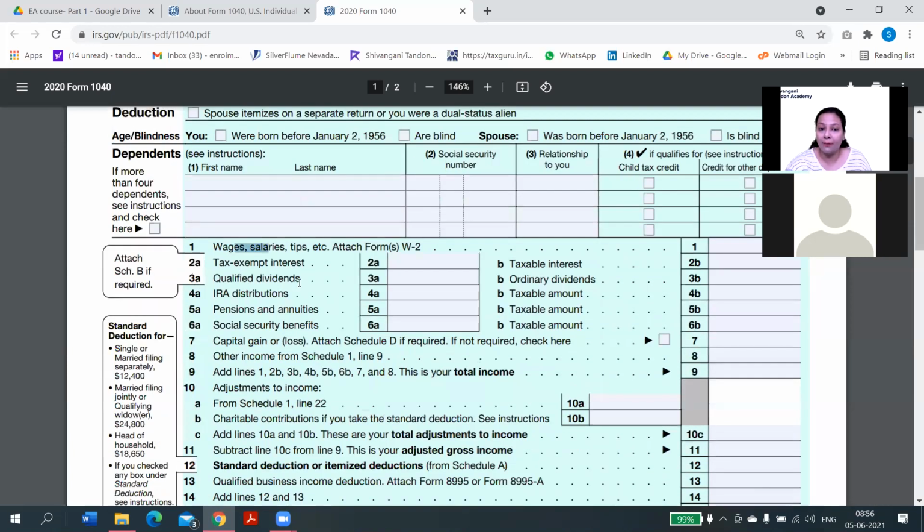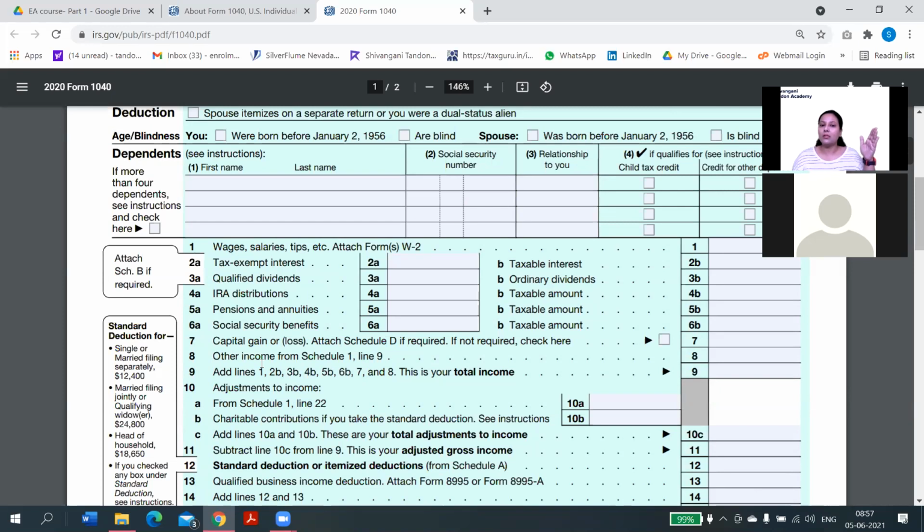Next portion is income information. From line 1 to line 9 you will be reporting all the income of your client, whether it is coming from wages, salary, tips, or from investments, from other sources, whatever way. We call it total income on line 9, or we call it gross income. What does gross income mean? Does any one of you understand? What is the meaning of gross income? Gross income means earned income plus unearned income, or your active income plus passive income.